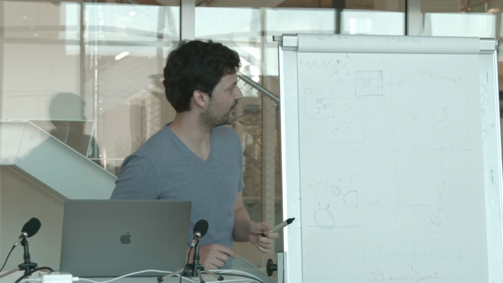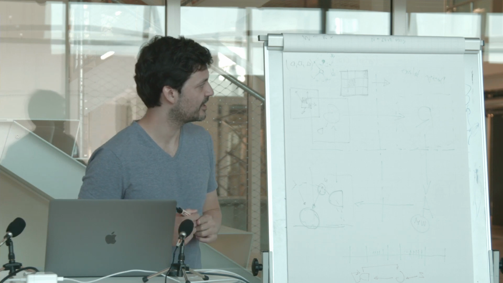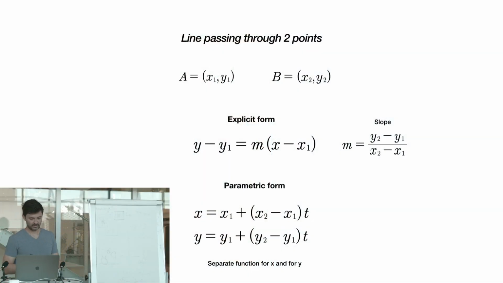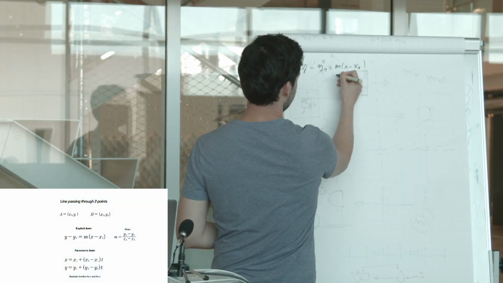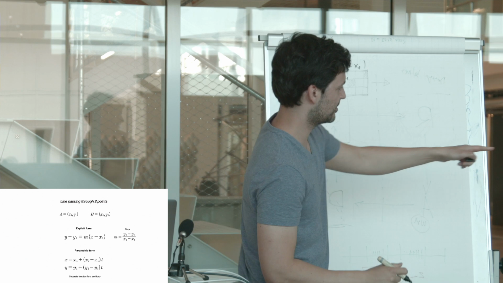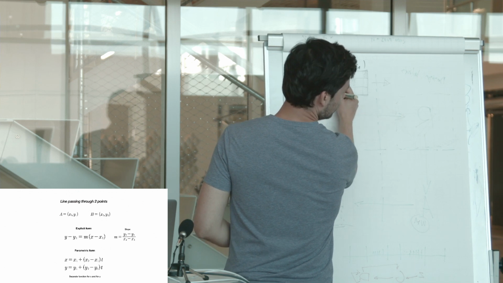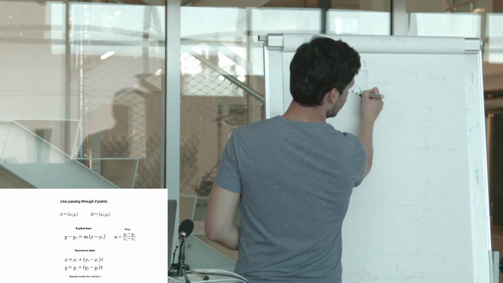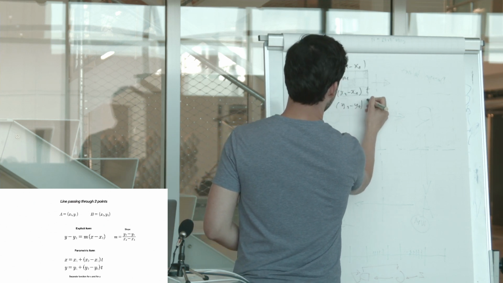Let's say that we want to fit a line through 2 points, A and B, where A has coordinates x1, y1, and B has coordinates x2, y2. Of course, if we use classical linear algebra, we will have this formula: y minus y1 equals m times x minus x1, and this m is the slope of the line. But in a parametric way, we would get that equation over there: x equals x1 plus (x2 minus x1) times t, and y equals y1 plus (y2 minus y1) times t.